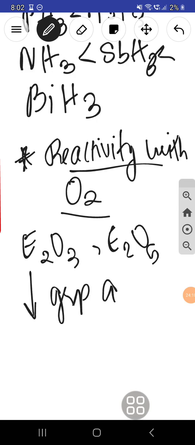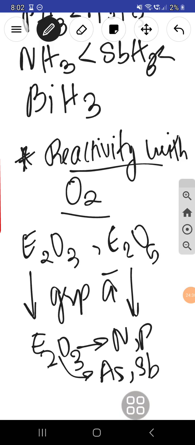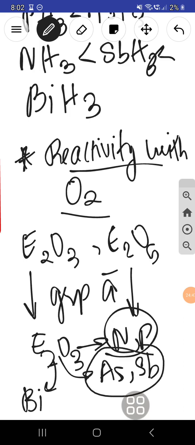The important thing that we have to learn here is, if we are considering the oxide of the form E2O3, in nitrogen and phosphorus it is acidic. In arsenic and antimony it is amphoteric. For bismuth it is basic, because, as I told you in the beginning, the first two are non-metals, then these are metalloids and these are metals.